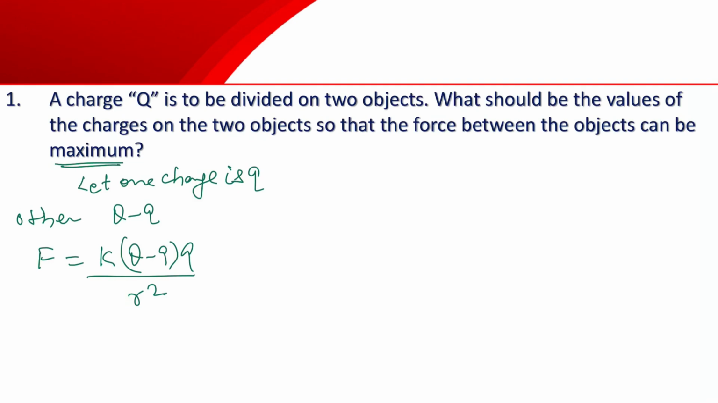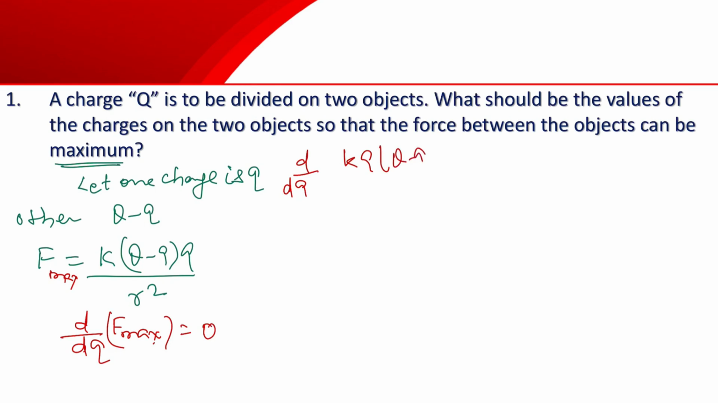Now it is in the question that the force is maximum. So if you differentiate the maximum force with respect to the charge, d by dq of F max, that will be equal to 0. This is from math, that differentiation of a maximum quantity will be 0. So if we write that, it will be d by dq of F max, and F max will be k q into Q minus q by r square, and that should be equal to 0.